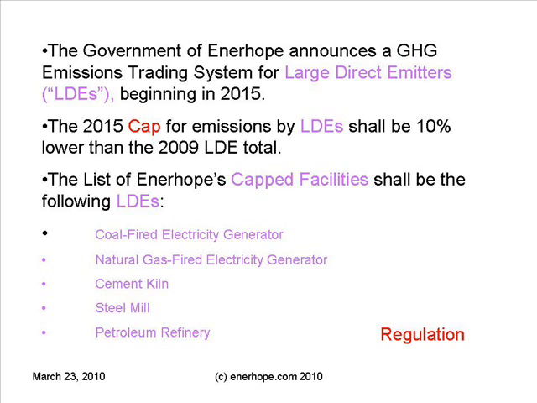The regulation also authorizes the Minister of the Environment to specify a list of the large direct emitters which are, quote, under the cap, unquote. The regulation applies to specific facilities, specific sites, not to companies. For example, an electricity generator that owns a hydroelectric dam and a coal-fired power station is not under the cap. However, the coal-fired generating station itself is under the cap.